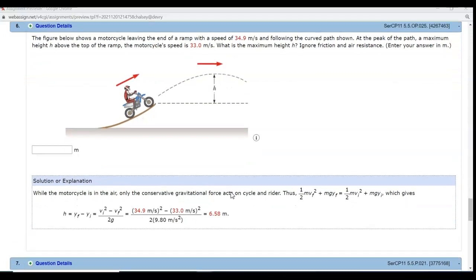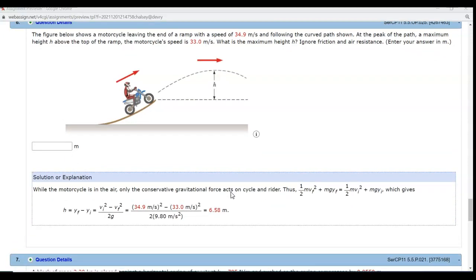And the figure below shows a motorcycle leaving the end of the ramp with a speed of 34.9 meters per second and following the curved path shown. At the peak of the path, a maximum height h. At the top of the ramp, the motorcycle's speed is 33 meters per second. What is the maximum height? Ignore friction and air resistance, and your answer should be in meters.